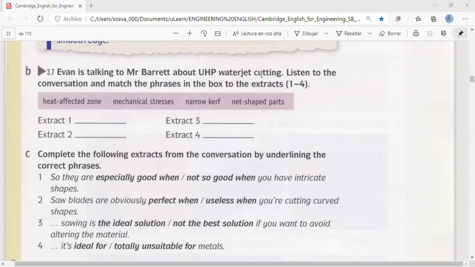2. Saw blades are obviously useless when you're cutting curved shapes. That's right. When you're using any sort of abrasive technique for cutting metal, it inevitably gets hot. And that can alter the properties of the metal around the cut, which can be a problem in some situations. 3. The other problem with abrasive cutting is it exerts shear forces near the cut. So, sawing is not the best solution if you want to avoid altering the material. The same applies to guillotining, presumably. It does, yes.